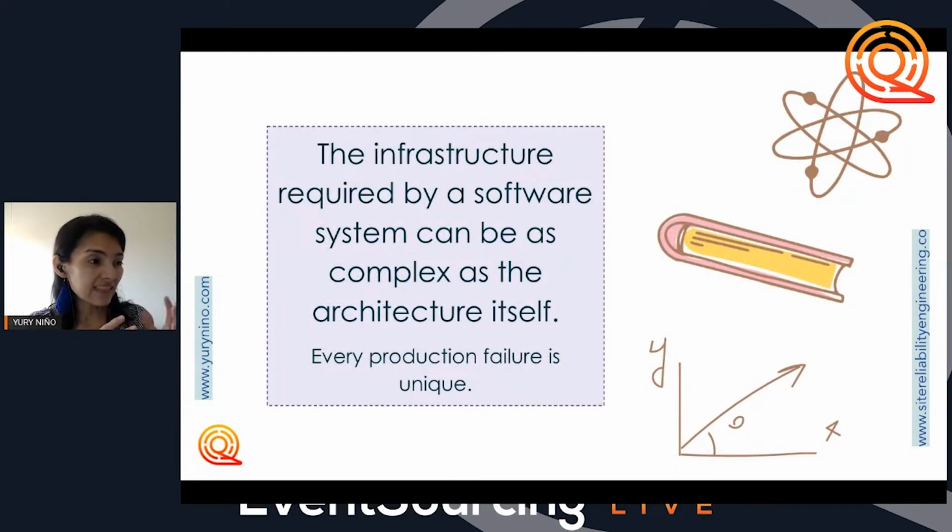So experience has taught that the infrastructure required by a software system can be as complex as the architecture itself. The challenge here is that every production failure is unique. There are no two incidents that share the precise chain of failure. So each architecture is unique, and they are as complex as the organizations or the users who are using them.